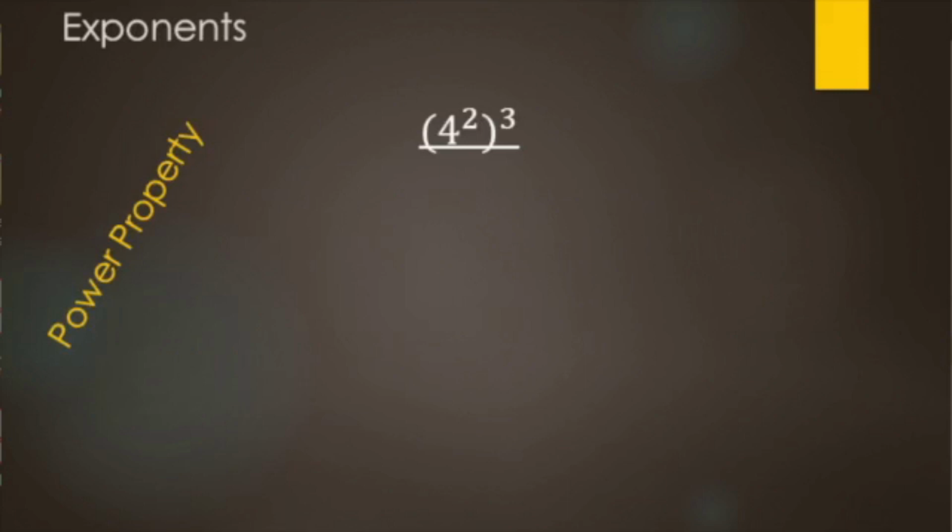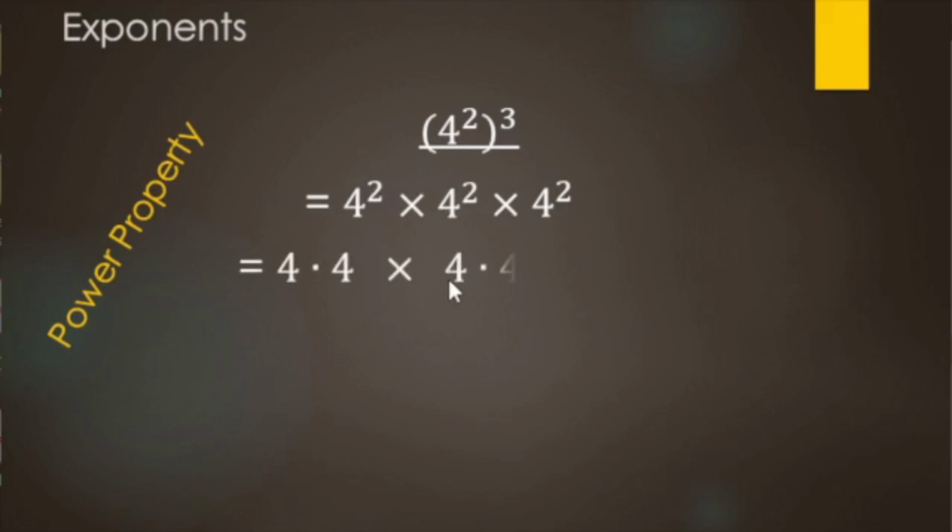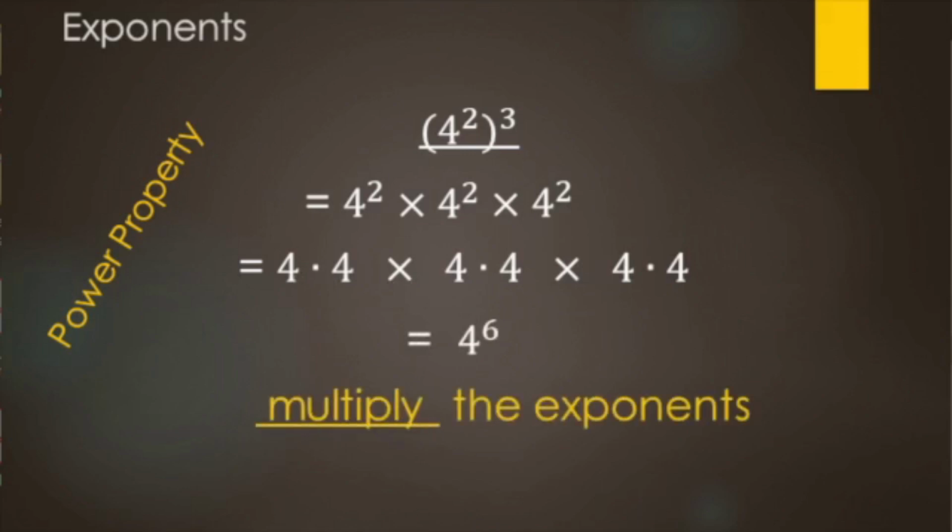Quick review why the power property works. This says you have 3 4 squareds being multiplied. So there's a 4 squared, another 4 squared, and a third 4 squared. And each of these 4 squareds has 2 4s being multiplied times another 2 4s being multiplied and a third set of 2 4s being multiplied, for a grand total of 1, 2, 3, 4, 5, 6 4s being multiplied. So anytime you have a power to a power, multiply the exponents.